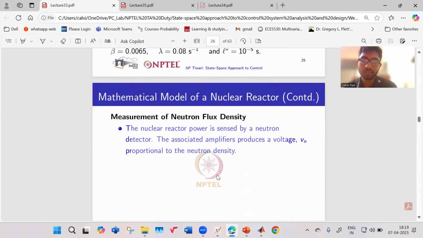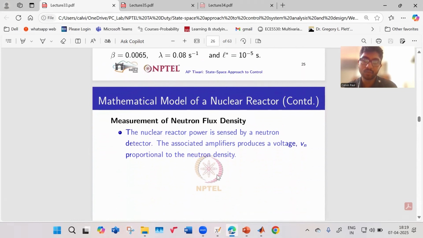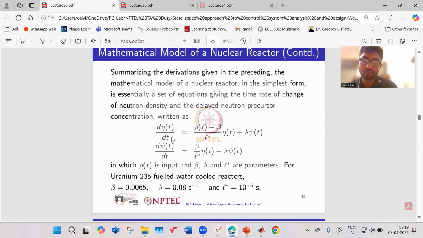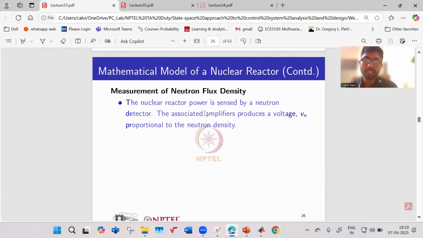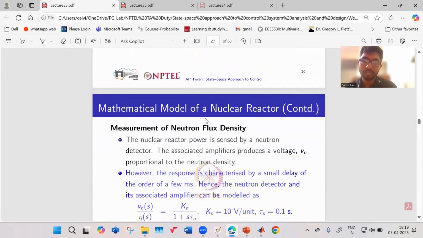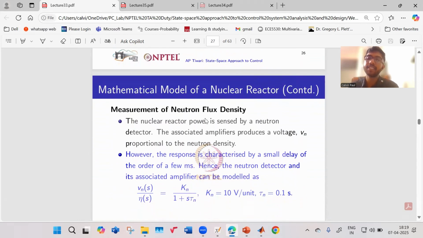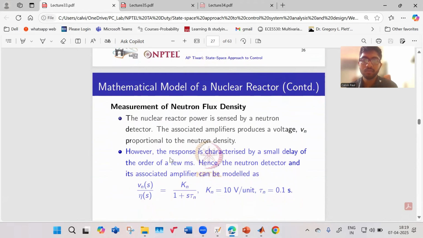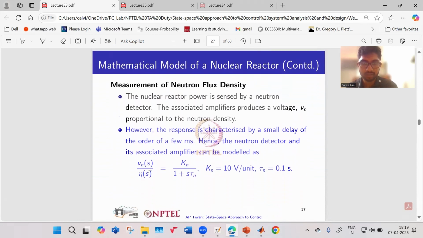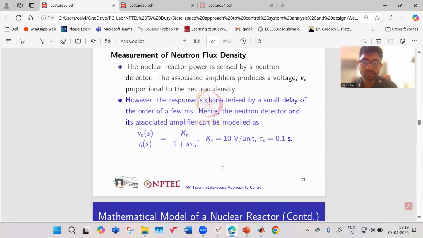So now, measurement of neutron flux density. How do we measure the neutron flux density? To measure that, there is an associated amplifier which produces a voltage wave. But there will be a delay. It will not be instantaneous. It has a certain delay. So this is the neutron density, and this is the sensed value of that, given by kn over (1 plus s tau). Okay.